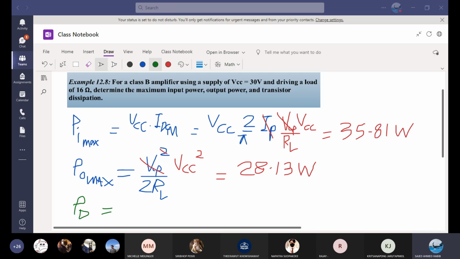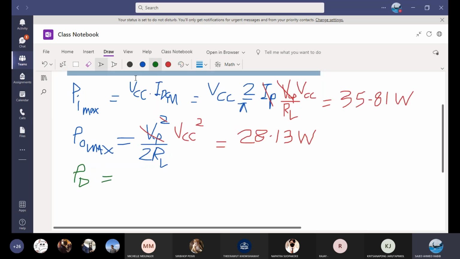Hold on, I'll just do it here. There's a formula. I don't think it's also on the formula sheet. P2Q: when a Class B amplifier operates in push-pull, there are 2Q. P2Q is 2 VCC squared divided by pi squared RL.